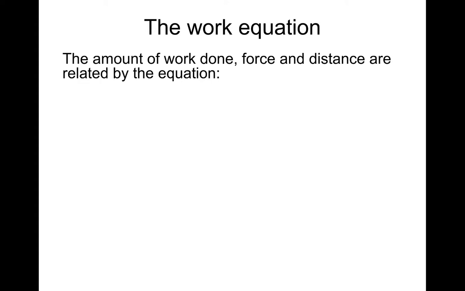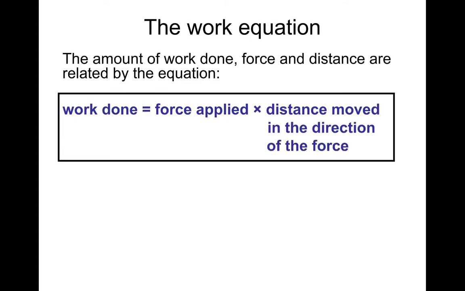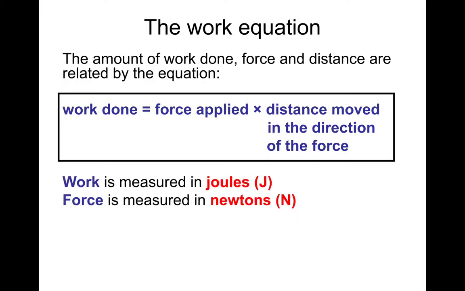So work done equation. Work done is force applied multiplied by distance moved. And they've got to be in the same direction. So work is measured in joules, force in newtons, and distance is measured in meters. So if you want to get that down, and then I'm going to give you the shortened version of it in a second. Remember to pause if you need to at any point.